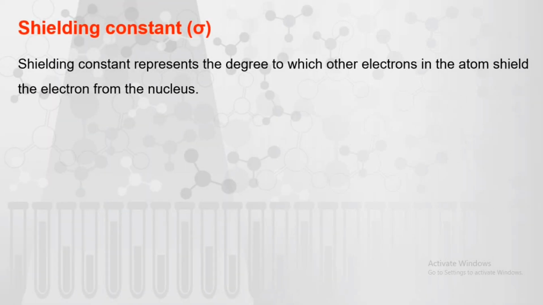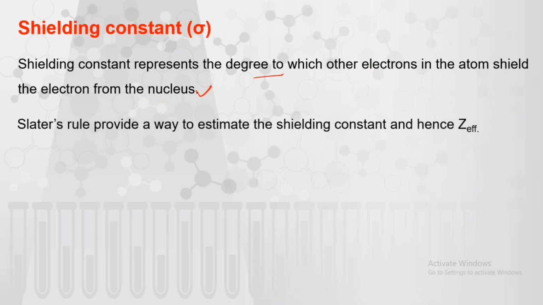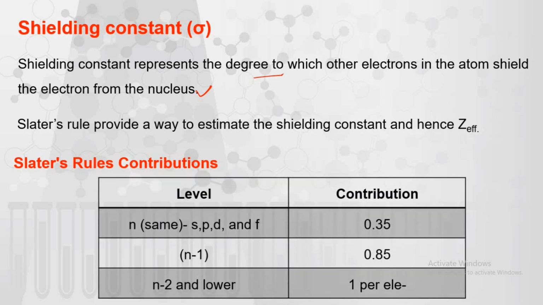So we'll see what the shielding constant is. This represents the degree to which the other electrons in the atom shield the electron from the nucleus. On the basis of Slater's rule, Slater provided some estimated constants for the particular levels. Here n is the principal quantum number, and it may be the same for s, p, d and f orbitals. The contribution for the same n level is 0.35. If the level is n minus 1, then it is 0.85, and for n minus 2 and lower levels, it is 1 per electron.